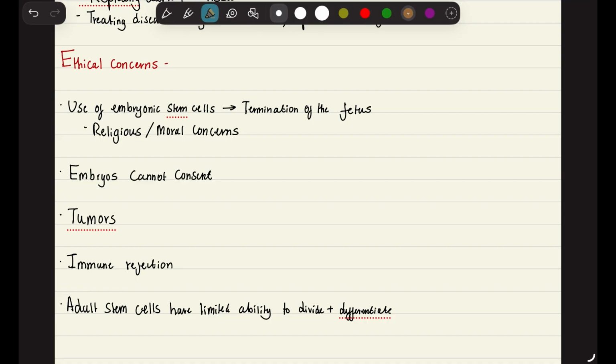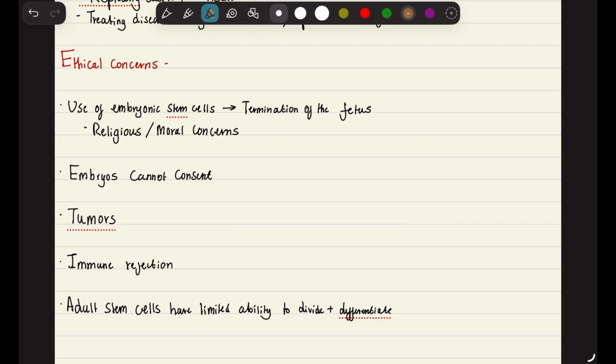Also, embryos can't consent. In the medical field, we're all about consent. It's very, very important. You have to get it before you do any sort of procedure. An embryo cannot consent. The mother can, sure, but the embryo can't. And we're thinking, is that something that we need to be concerned about? Also, these cells have a really big ability to divide and differentiate, right? Uncontrolled cell division is cancer. So risk of tumors is important. Immune rejection is also important.